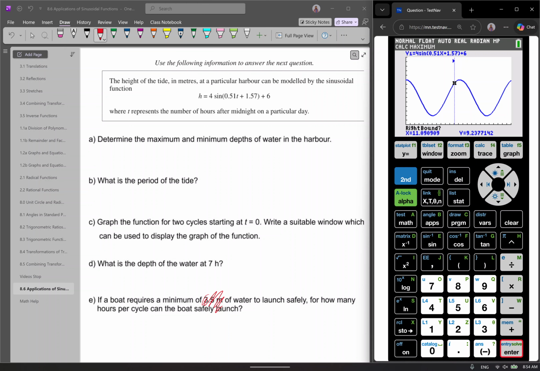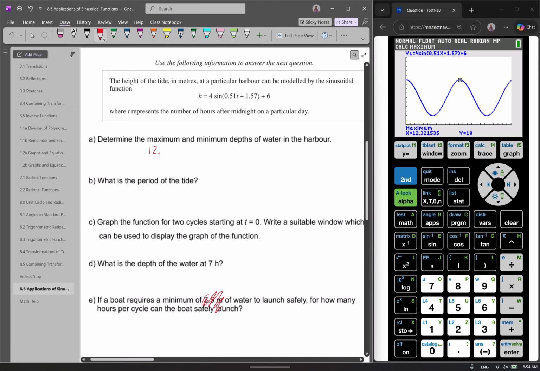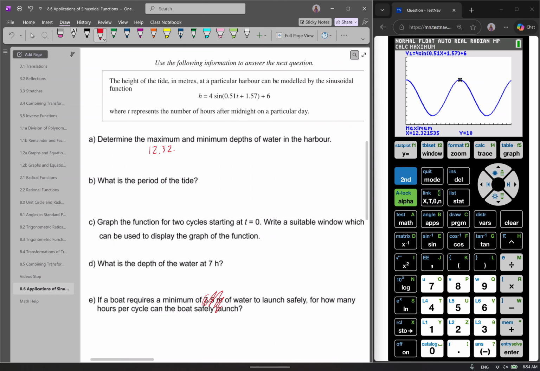So to find the maximum, we use the maximum feature of the second function calc menu. So the maximum is 12.32. This is in meters, right? Yeah, meters. Okay, and then if we want to find the minimum, we do the same thing, except we do the minimum. And we find that this question will not make sense.